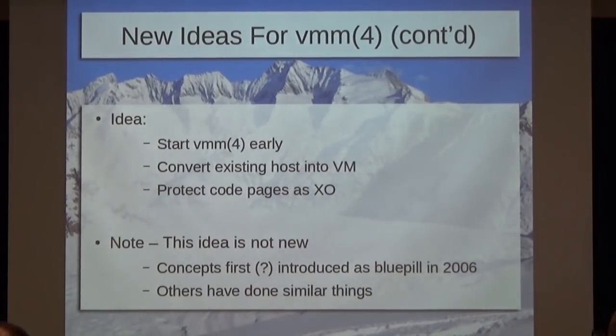So here's an idea. Why don't we start VMM early, like early in autoconf, where we do today. At the point where VMM attaches, because if you haven't seen it, it just looks like a device in the device tree. Once you do that, you turn the existing host into a VM. And then you look through the kernel and you take all the code pages and you convert them to execute only. So basically what this does is it hides all the kernel text.